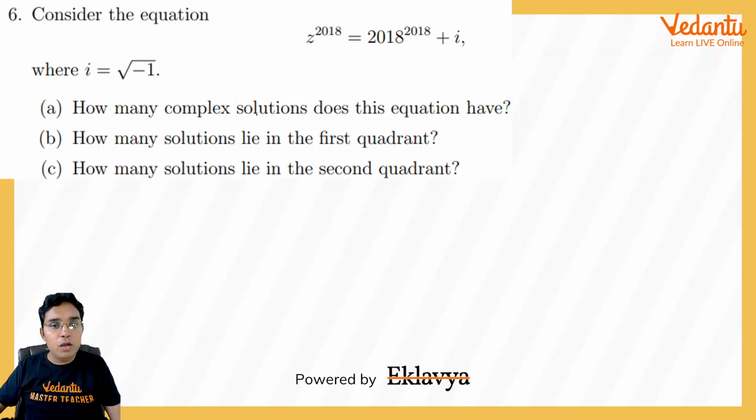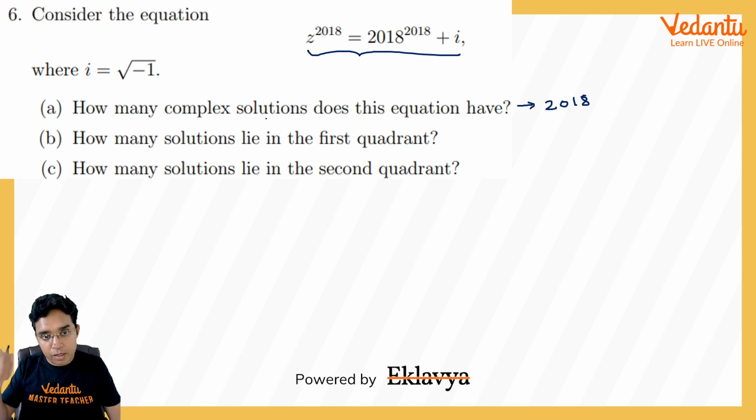Find how many complex solutions this equation has, how many solutions lie in the first quadrant, and how many lie in the second quadrant. I think for the first part we can straightforwardly say it will have 2018 solutions, because it is a polynomial equation of degree 2018, and hence it has to have 2018 solutions because we are talking about complex solutions. Real solutions we cannot comment on, but complex solutions have to be 2018 for sure.